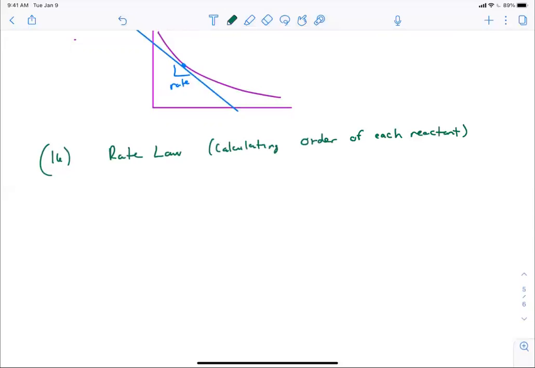Okay. And this is where you're given concentrations and given rates or even times to do this. And you're looking at how a change in concentration affects rate. So you're looking at what exponent for which the change in concentration happens, does that affect the rate in the correct way?